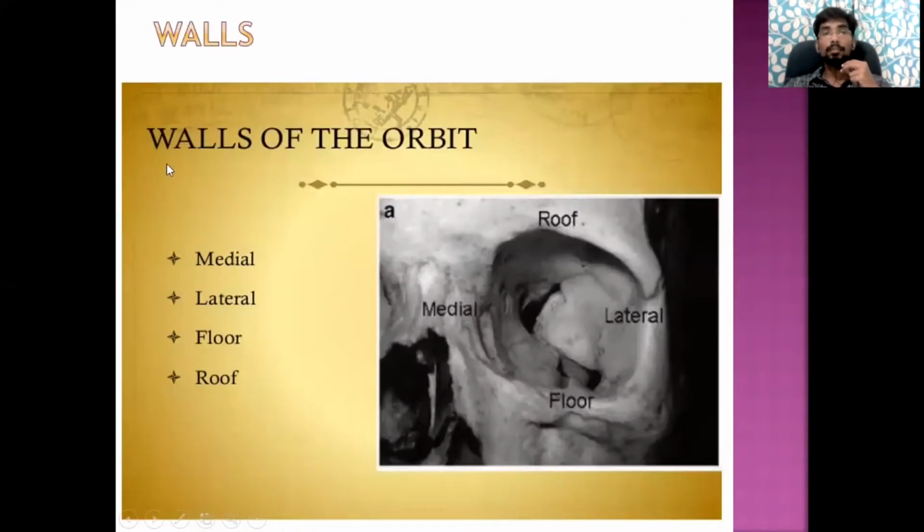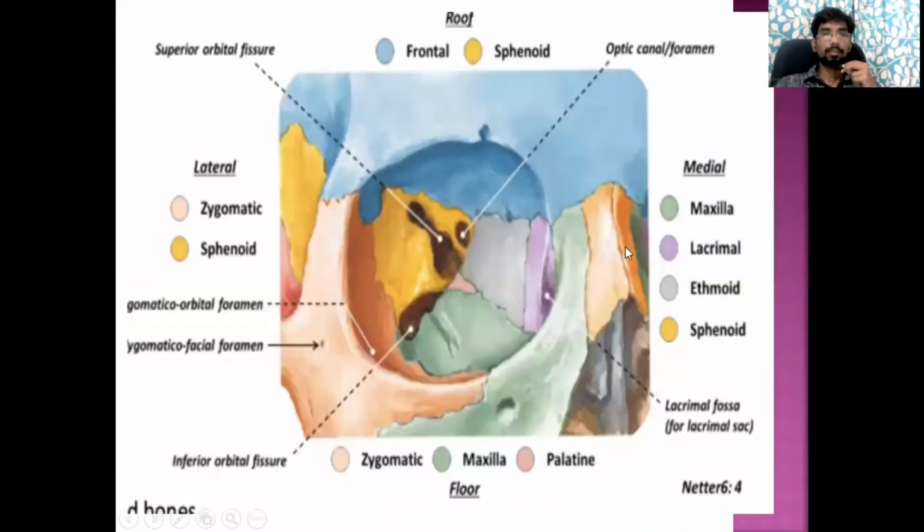What are the walls of the orbit? There are 4 walls: medial wall, lateral wall, roof and floor. So here are the walls of the orbit. This is roof, this is floor, this is lateral wall, this is medial wall. Major bones are: this is frontal bone, this is zygomatic bone, this is maxillary bone, this is sphenoid bone. Here is the lacrimal fossa, lacrimal bone and ethmoid bone.